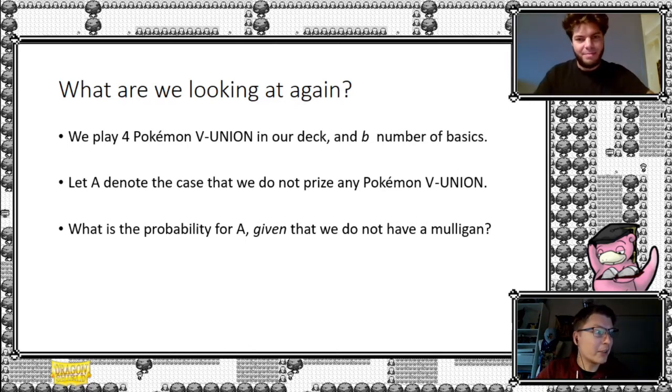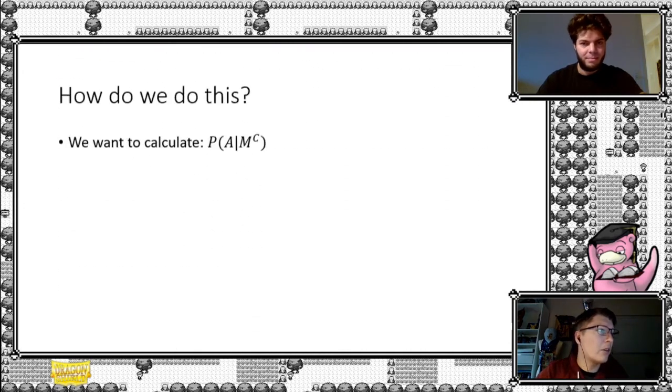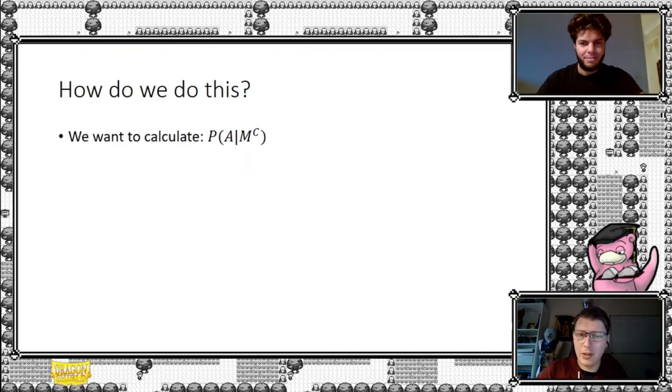That is indeed correct. So to recap here, we're looking at the probability A we denoted here to be the same as the probability A I had in the previous episode, given, and this is where it's important, given we do not have a mulligan. And now, how do we do this, Simon? What is the correct method?